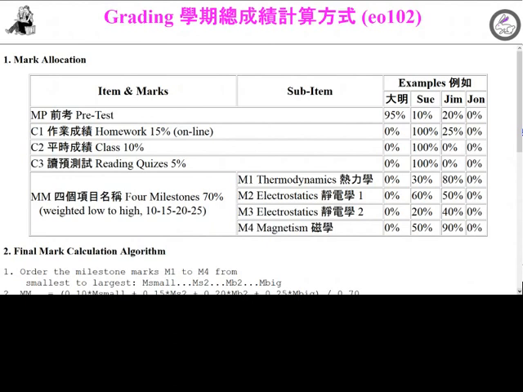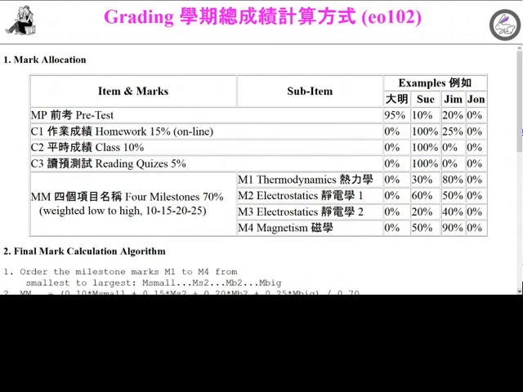These will be weighted. One of these will be weighted for 10%, one will be weighted as 15%, one will be weighted as 20%, and one will be weighted as 25% of these 4 milestones. And finally, which we denote as MP, there's the pre-test, which we will take next class, which will give you an opportunity to see how well you have done.